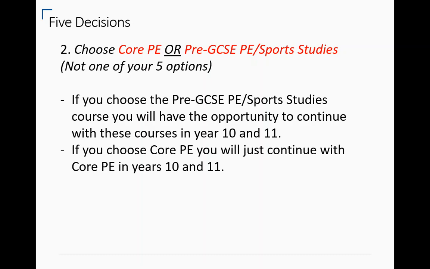So if you just continue core PE, you'll have 4 lessons a fortnight of, as you've always had, games and different sports. If you do the pre-GCSE PE Sports Studies course, one of those 4 lessons will be a theory lesson, so that you'll get used to the kind of written work that would form part of one of these qualifications in year 10 and 11. So you get a kind of experience of what it would be like to do the theory side of those subjects as well. So just to be really clear, if you choose core PE, you won't have the option to take a GCSE or Cambridge National qualification in year 10 and 11. So that's another decision you have to make.